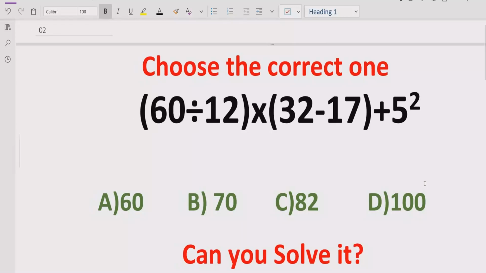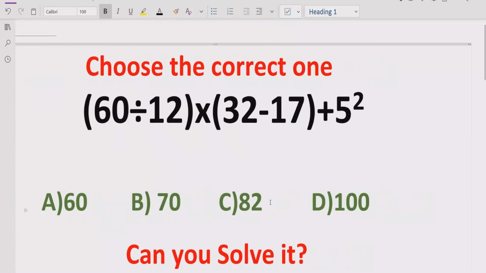Today we will solve another quiz which is related to arithmetic expression. The quiz contains the basic operations plus, minus, multiplication and division. So we have to solve this quiz using PEMDAS and BODMAS method and find out the correct answer. In the answer list we have four answers: 60, 70, 82 and 100. So let's see after solving it which answer is correct.